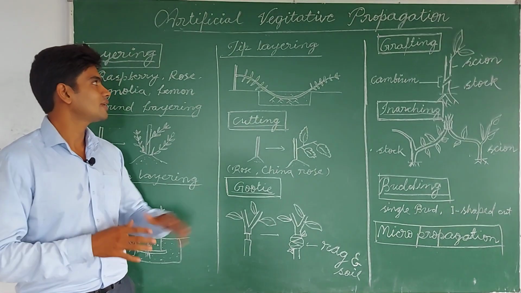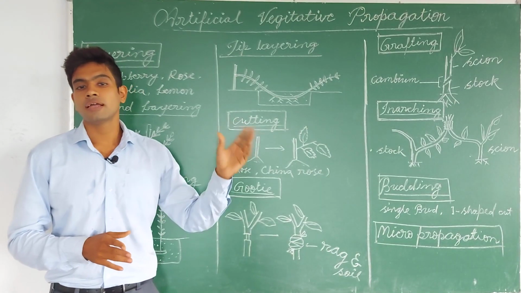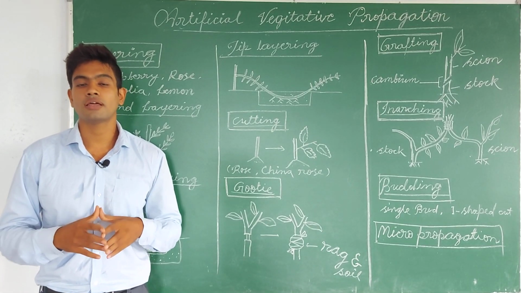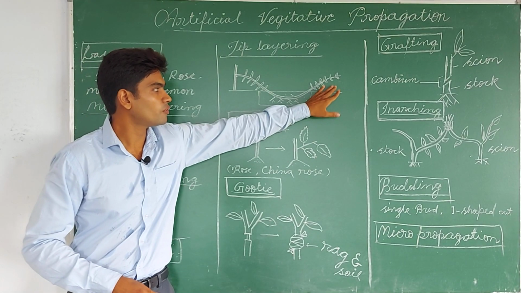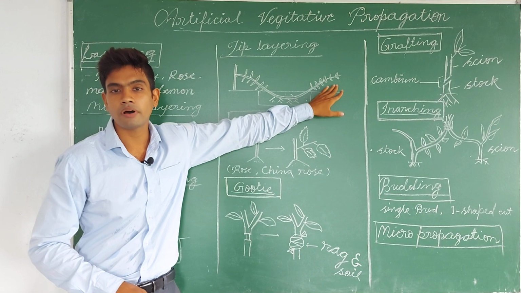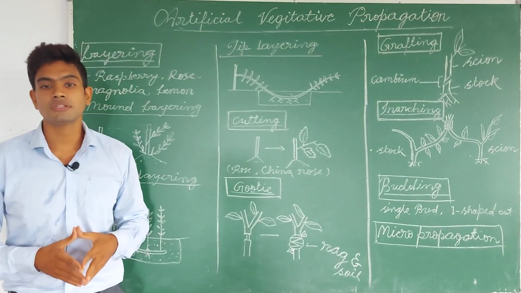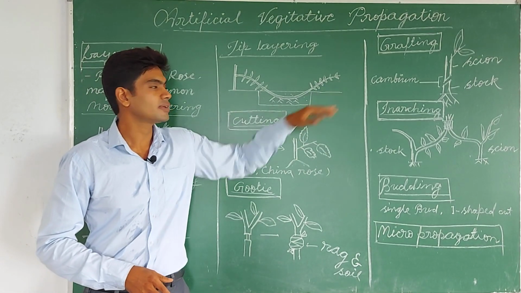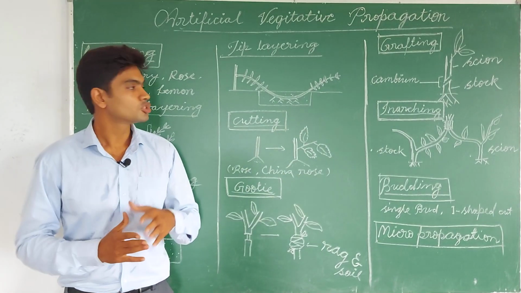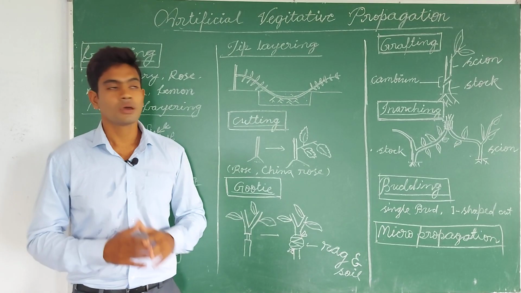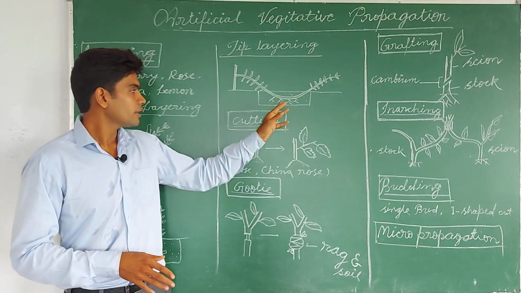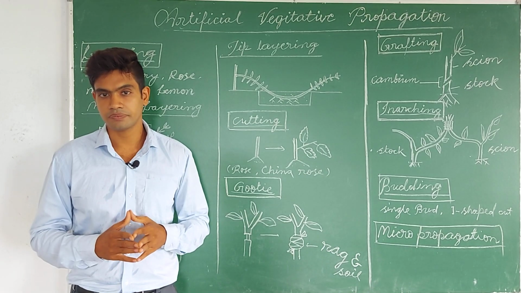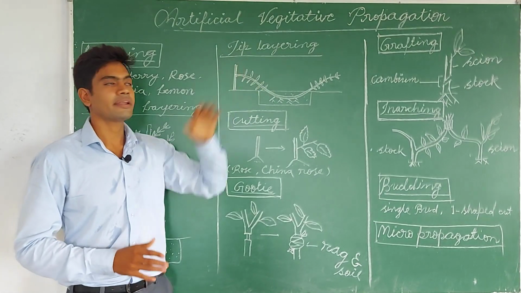Now, let's go to the third type, which is called tip layering. In tip layering, the tip or bud of a branch is buried in the soil in such a way that the apex of the branch remains above the soil surface. Here many branches do not arise, because the apex is already above the soil surface. So, only root development takes place here. When roots are formed, the branch is cut at this portion and transplanted at other places. So, this kind of layering is called tip layering.